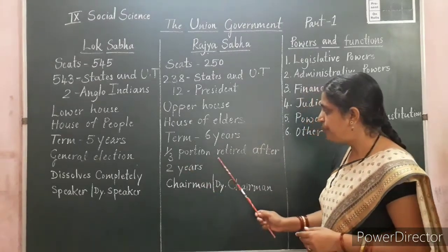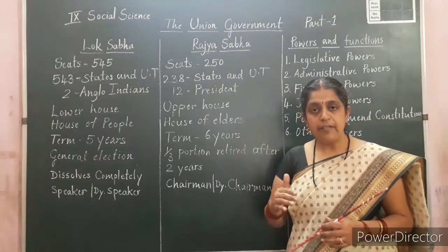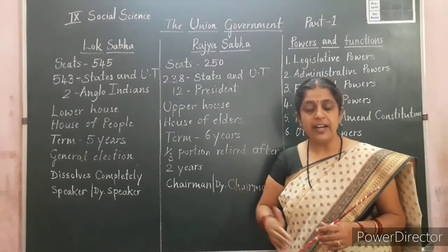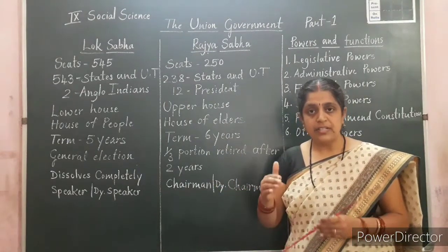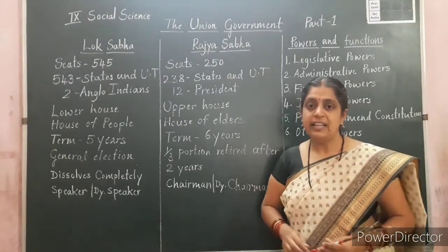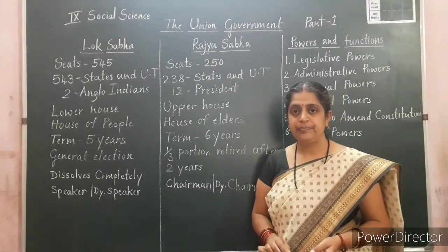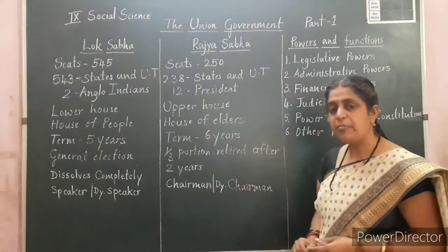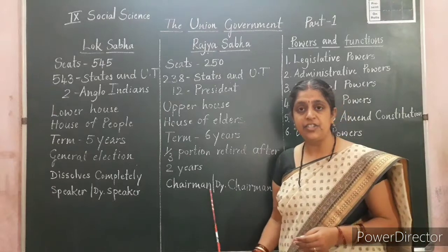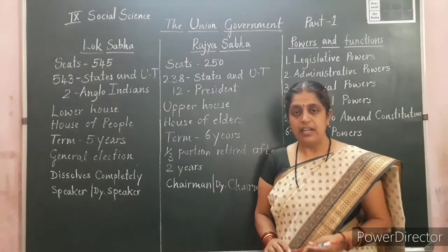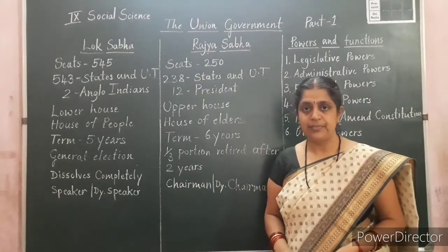1/3 of the members retire after every second year, and the same portion is elected once again for the Rajya Sabha. After serving 6 years, they retire part by part. That's why this house is called a permanent house. This house is headed by the chairman and deputy chairman. The vice president always acts as chairman of the Rajya Sabha. In the absence of the chairman, the deputy chairman conducts the proceedings of the house.